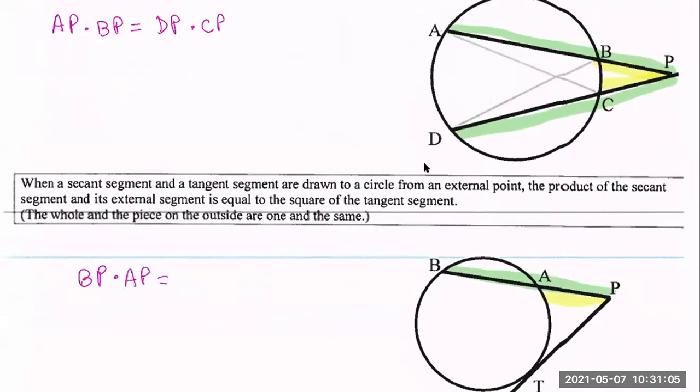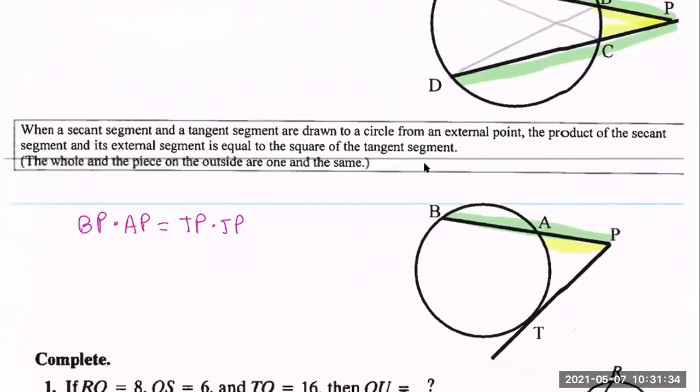Now, if we tie it to what looks like just a tangent segment, then the whole tangent segment is TP. And if I asked you what is the piece of that tangent segment on the outside, you would say it's also TP. So instead of the whole times the piece on the outside, it's the whole, which is TP, times the piece on the outside, which is also TP. So for this one, it's TP squared that you see in the definition above. So that's what happens if it occurs for the tangent segments on the outside.